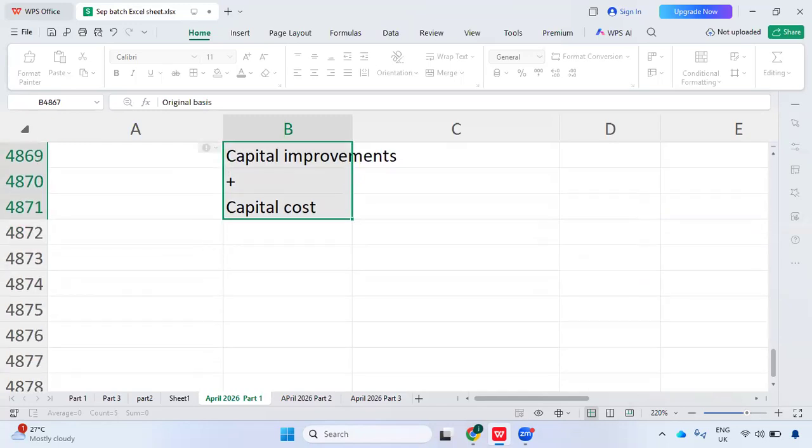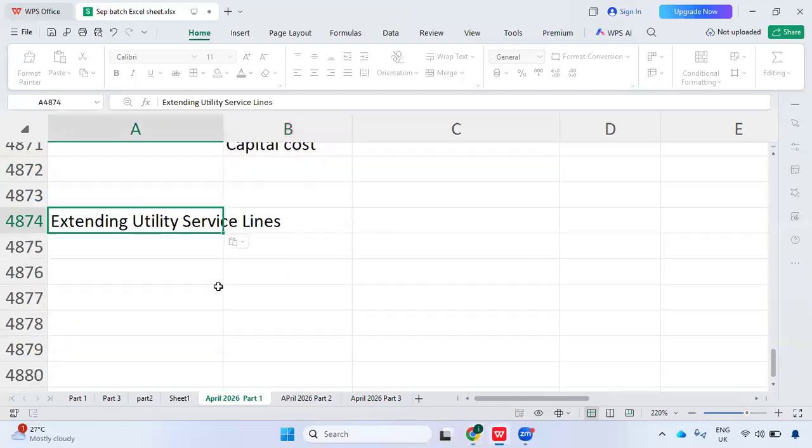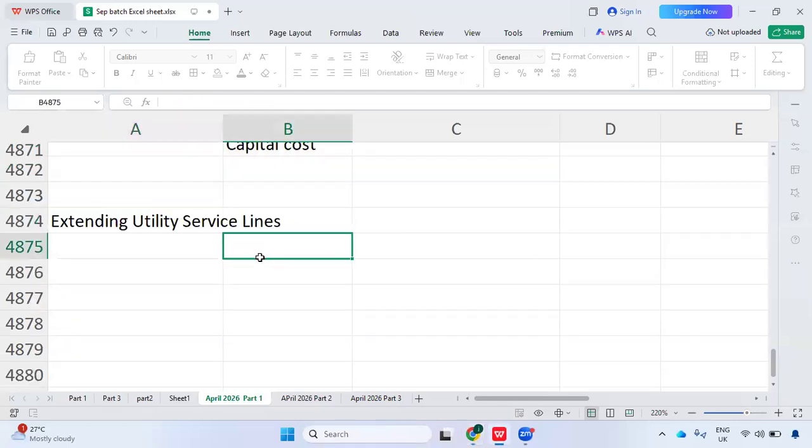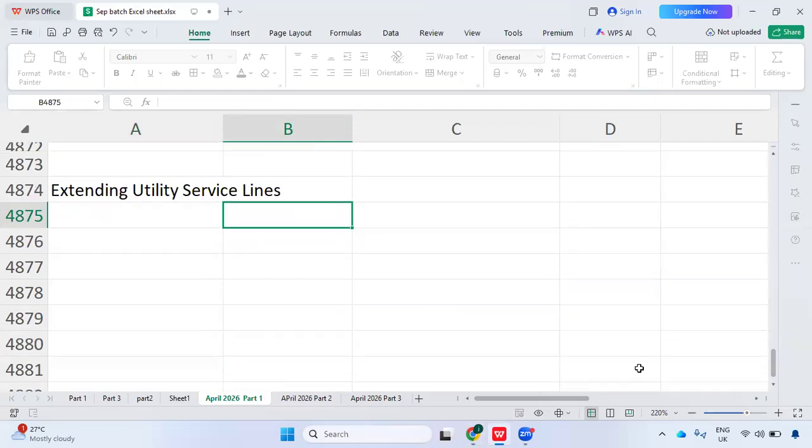So far we have seen some regular expenses which will be added to the basis. Now some additional expenses which are capital cost, those also will be added to the basis. The first one, extending utility service line. What is it? What exactly is this extending utility service? What is the general meaning of utility, guys?